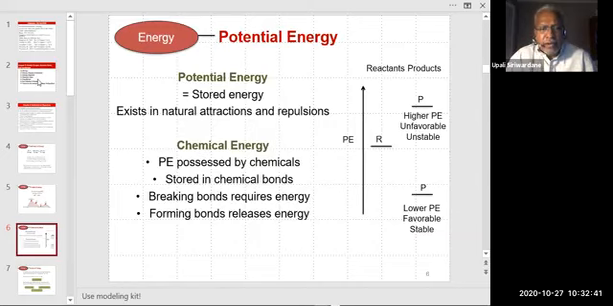Potential energy is stored energy that exists in the natural attraction and repulsion in bonds, in the bond formation process. Bonds are holding atoms together and they have higher potential energy. Chemical energy is potential energy possessed by chemicals, stored in chemical bonds. Breaking bonds requires energy. Forming bonds releases energy. This principle is going to be used to calculate the enthalpy of a reaction or bond dissociation energies.